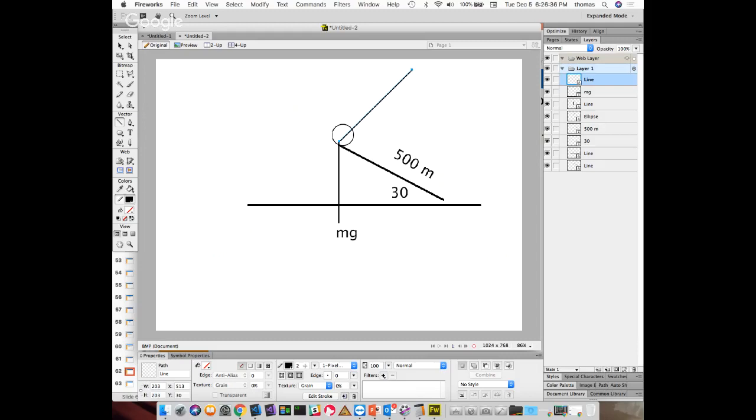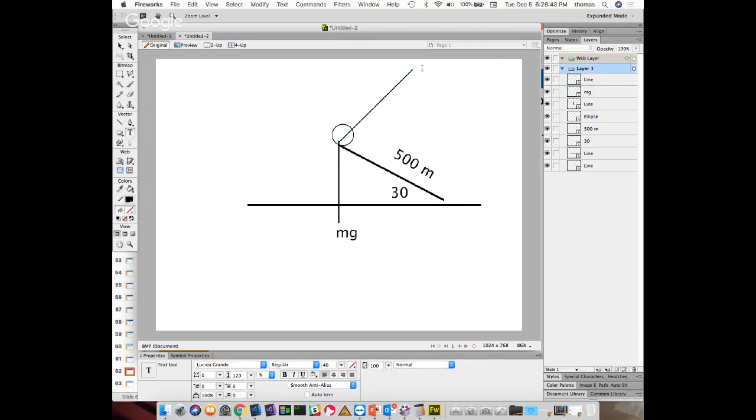There we go. Okay, so we got that. And this is the normal force, and we'll just mark that in place as well on our diagram. So, force normal. Okay, does that make sense? We're trying to figure out what it is.